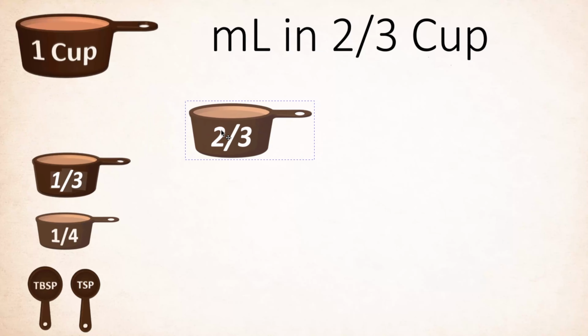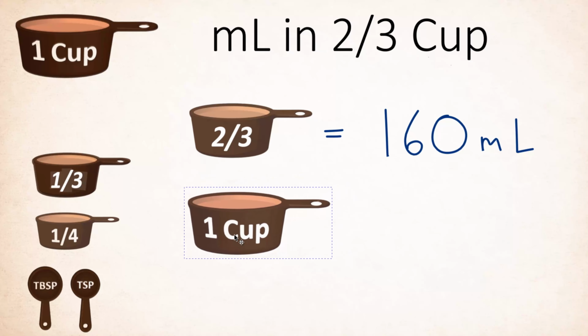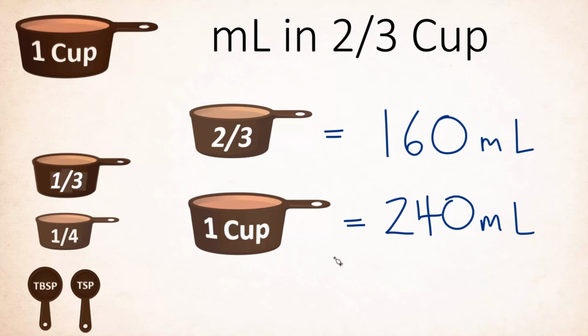So 2/3 of a cup equals 160 milliliters. That's because if you look at 1 cup, that equals 240 milliliters. And that's the number you want to remember.